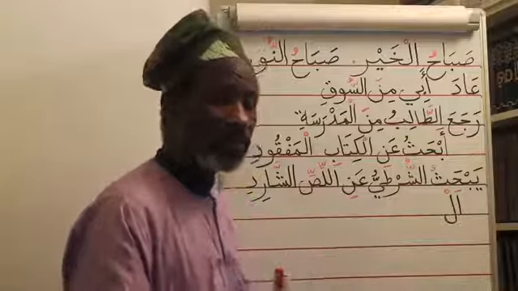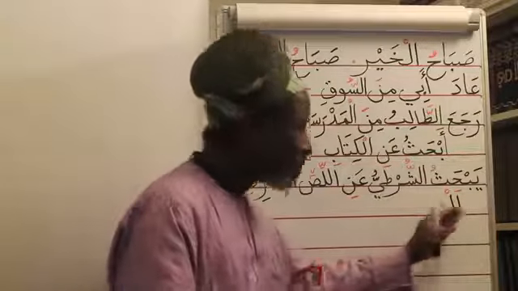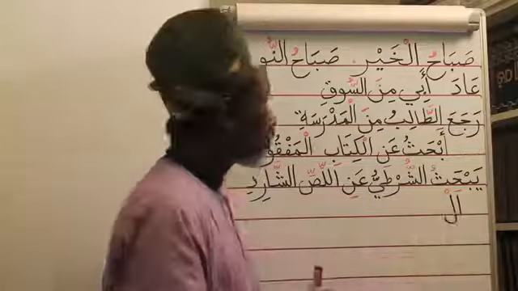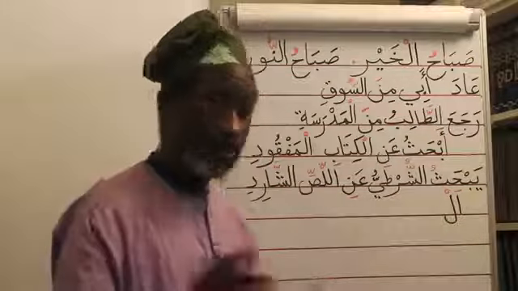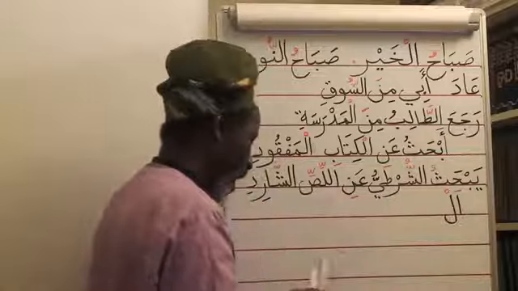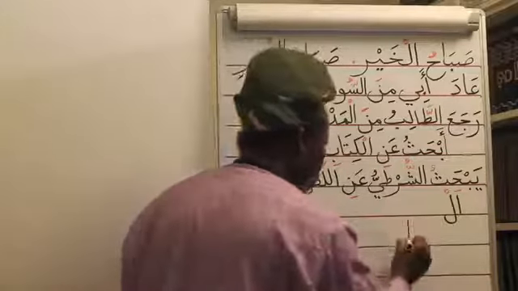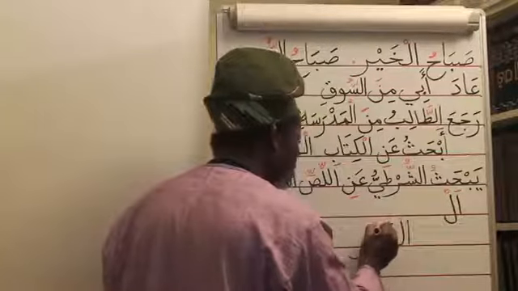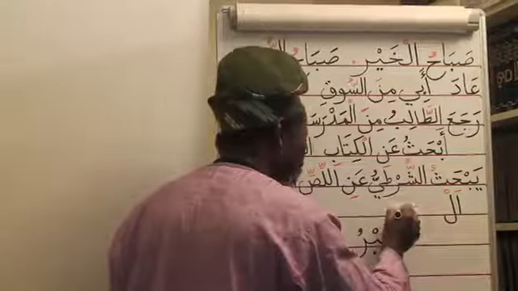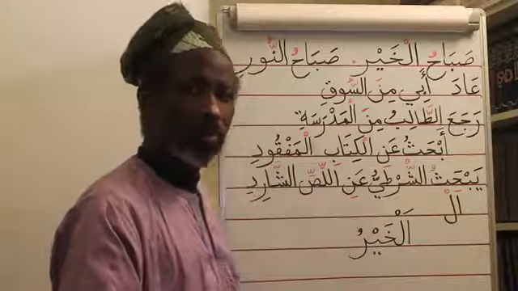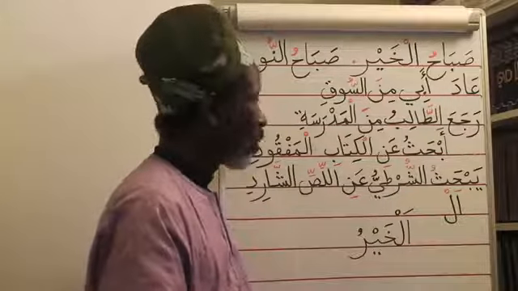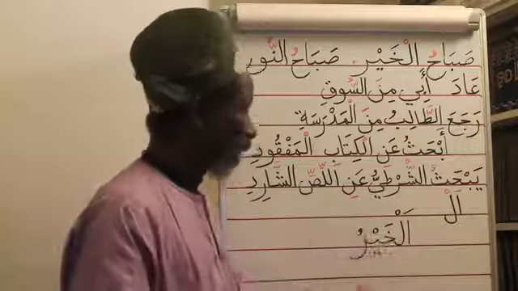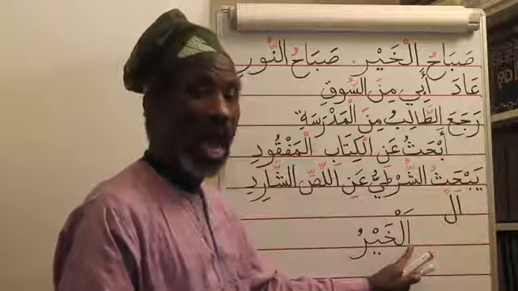If it is at the beginning, nothing else relates to that alif from the right. Such as, I give you an example. If I say al-khairu, the goodness, or al-babu, the door, al-khairu. You can see now I'm pronouncing this alif.